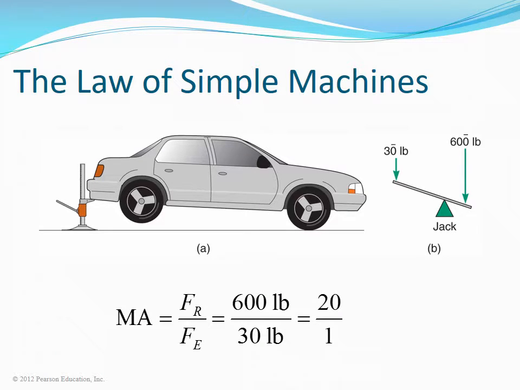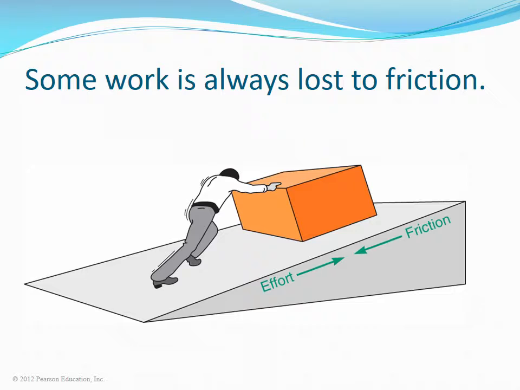The lever multiplies force. You can see in the example of a car jack that a smaller force applied over a longer distance can raise a much larger weight, force, but only by a distance that must be correspondingly much shorter. 30 pounds of input force results in 600 pounds of output force. No process is ever 100% efficient. Some work is lost to friction.